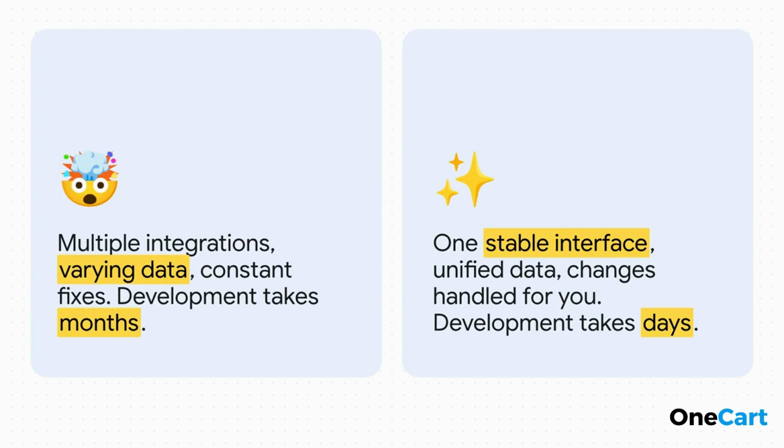And wow, this slide just lays it all out, doesn't it? On the left, you've got the traditional way, a tangled web of integrations, all sorts of different data formats. You're constantly putting out fires, and projects take months. On the right, though, that's the smart way. One single, clean interface, one unified data format, one way to log in. And here's the magic part. When a platform decides to change something, it's handled for you. You don't have to scramble. The result? A project that used to take months now takes days. That is a game changer.